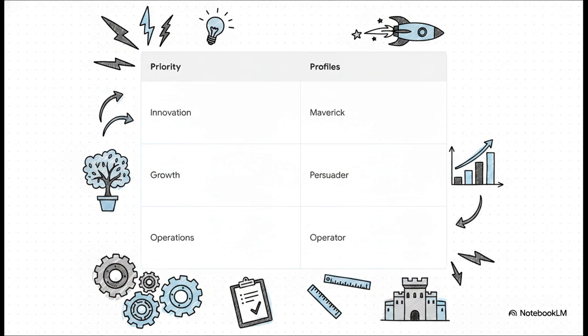On the flip side, if your strategic priority is sudden, disruptive innovation, an operator is going to seriously struggle with that. For innovation, you need high dominance and low formality. You need the rule breakers, the ones who naturally push boundaries and drive wild new ideas forward, your mavericks, venturers, and captains. The takeaway here is absolutely crucial. You must map your specific business priority directly to the behavioral blueprint required to pull it off.